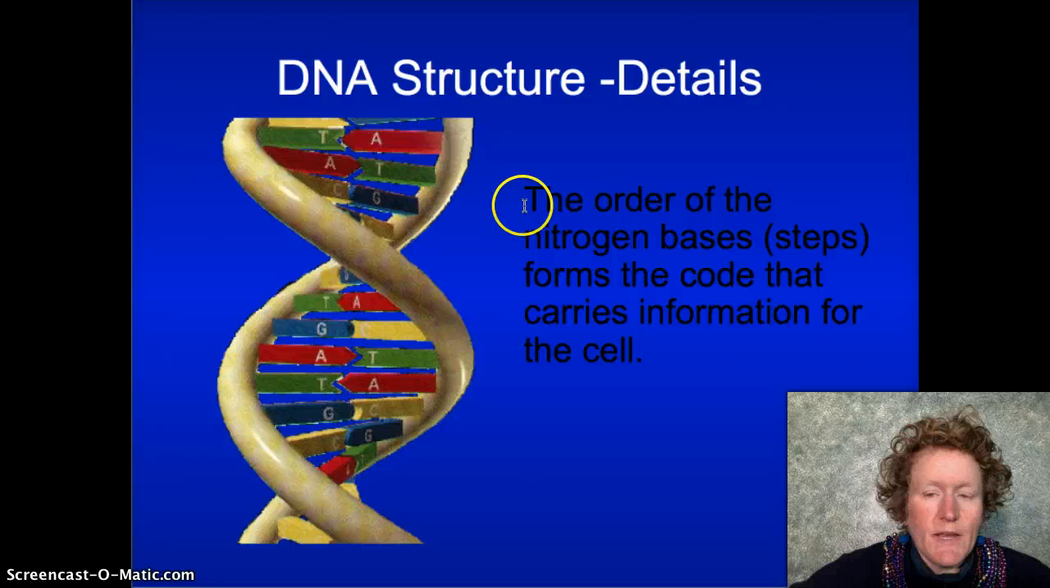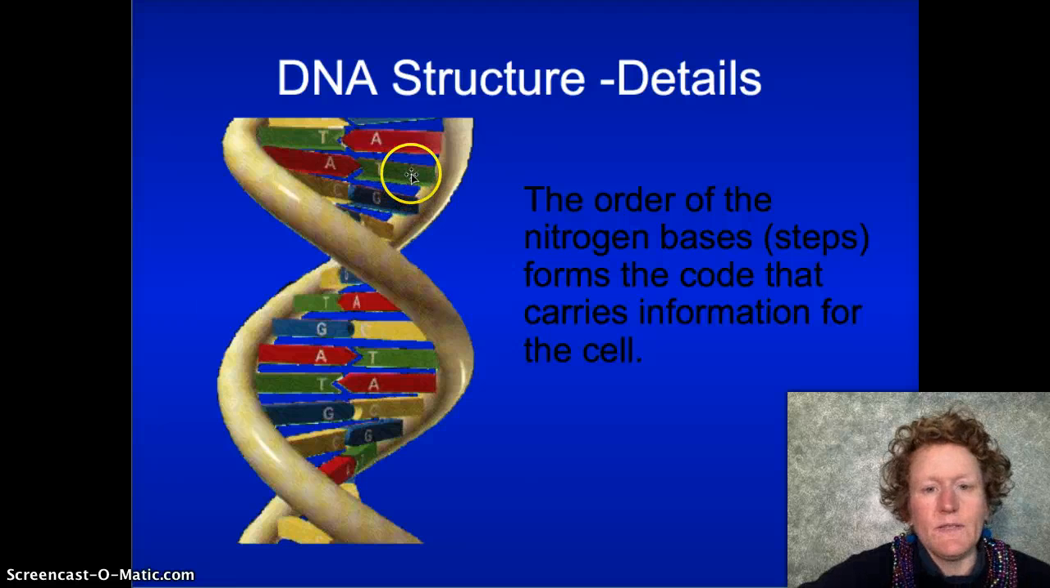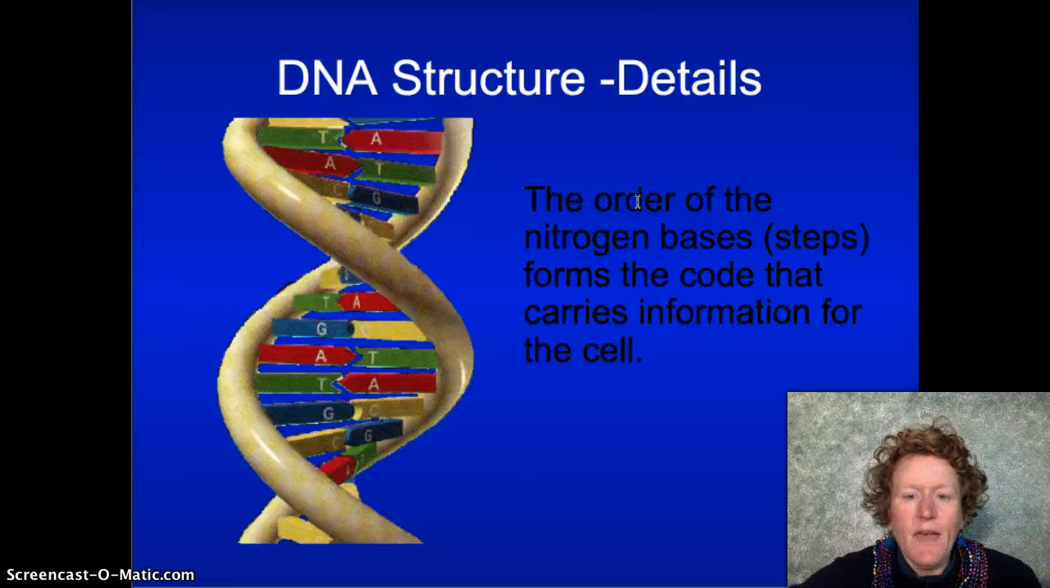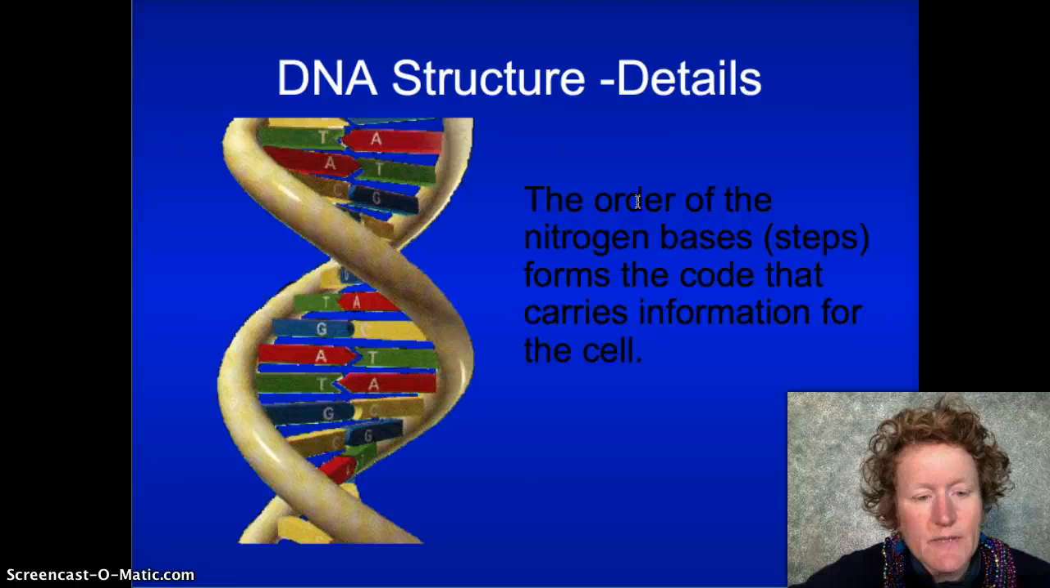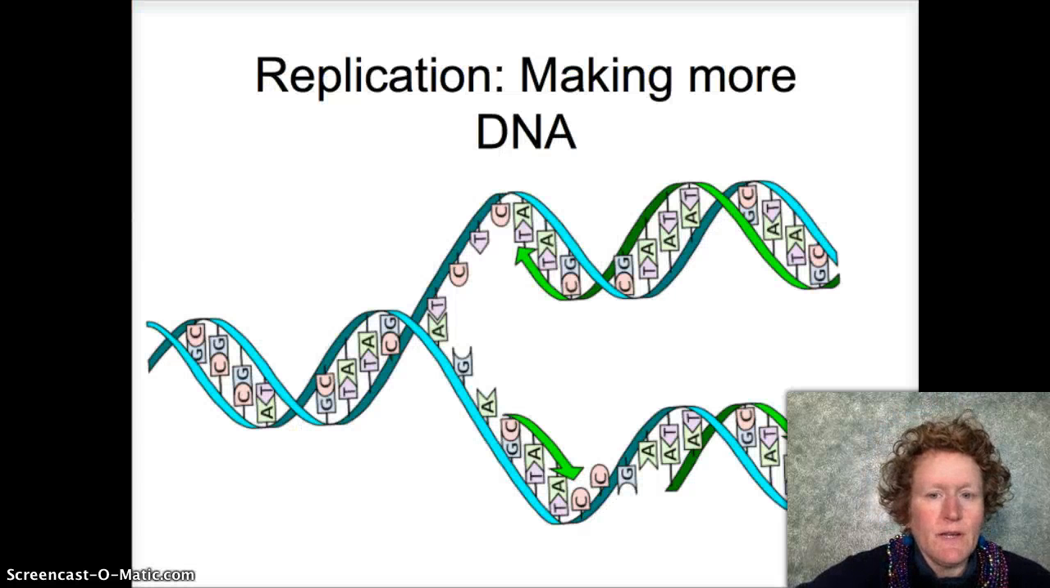The order of the nitrogen bases, whether there's ATC or CTA or TGC, that's the code that carries the information for the cell. So when DNA replicates itself, it has to make sure that code stays in the same order.